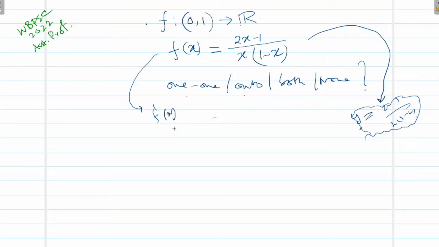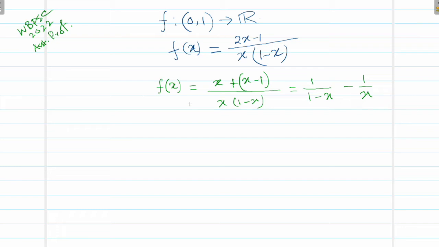So we'll see what the trick is and how to solve this problem using that trick. Anyway, we will need f'(x), but not at this stage. First, you can see that this function can be written differently. 2x - 1 is x + x - 1, and the denominator is x times (1 - x). This is actually 1/(1 - x) - 1/x, because this is x - 1 and this is 1 - x.